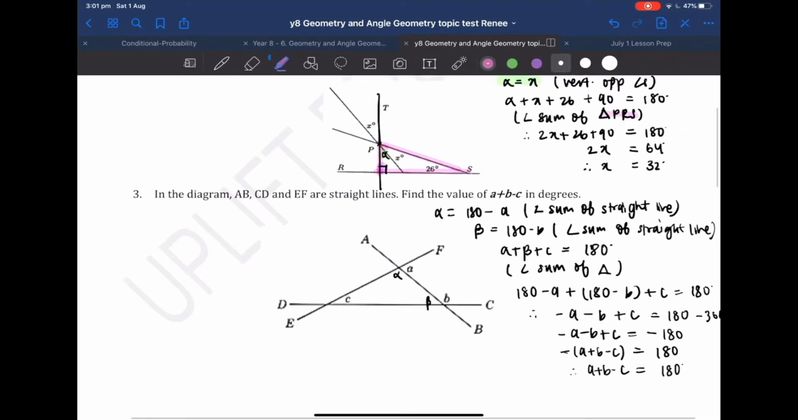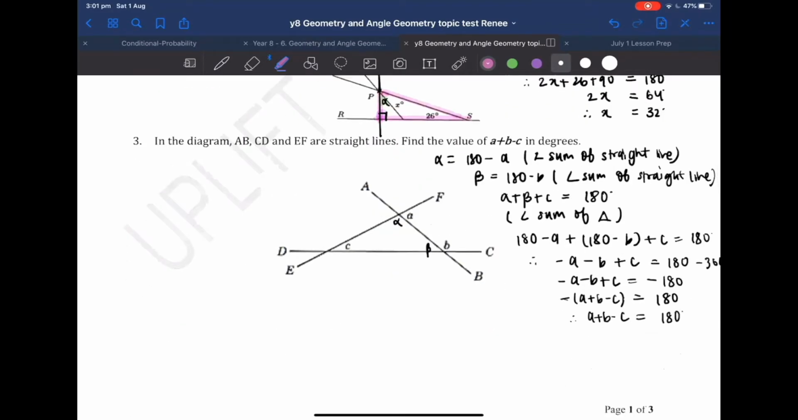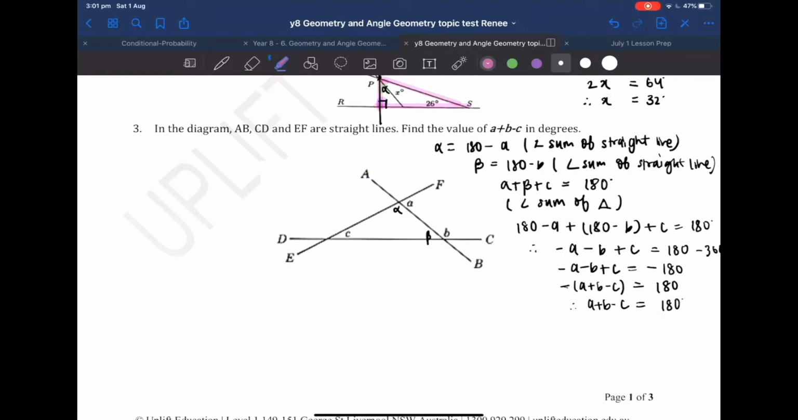And the last question we'll have time to go through today is just this question here. In the diagram, AB, CD, and EF are straight lines. Find the value of a plus b minus c in degrees. So what I did was I named these two angles here alpha and beta, and I said that alpha equals 180 minus a because of angle sum of a straight line. Then beta equals 180 minus b, again because of angle sum of a straight line.